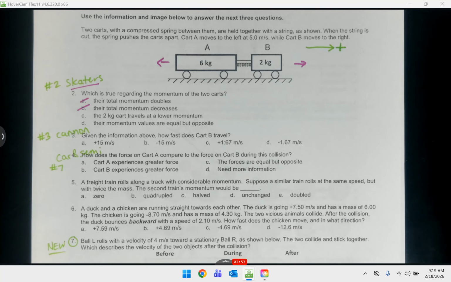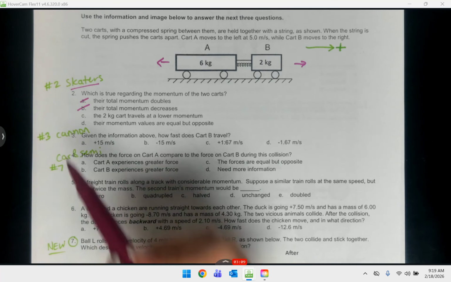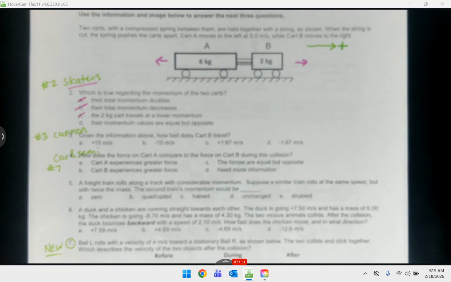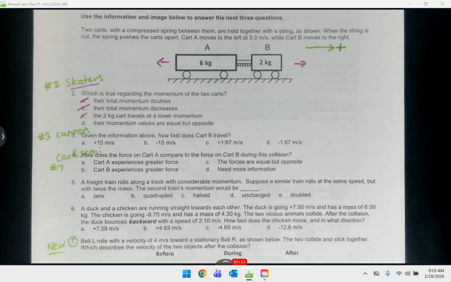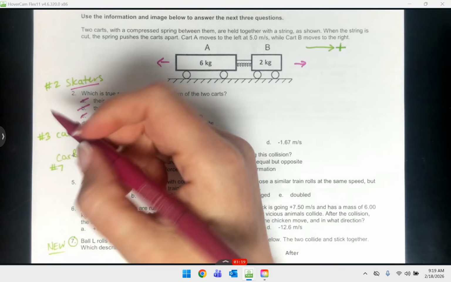meaning these have to cancel each other out. The next one says the 2 kilogram cart travels at a lower momentum. Yes, it has less mass, but it's going to move faster as a result. The momentum it has should be equal and opposite to the other cart. And so no, it does not have a lower momentum. It has the exact same magnitude of momentum, which is what D says. Their momentum values are equal but opposite, and that is the answer you should select.